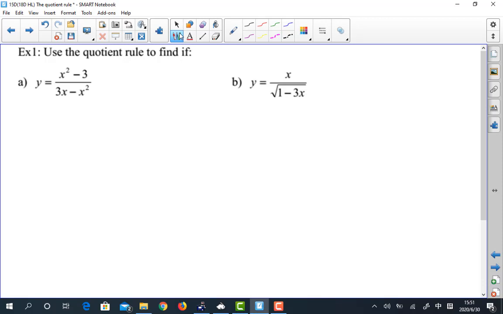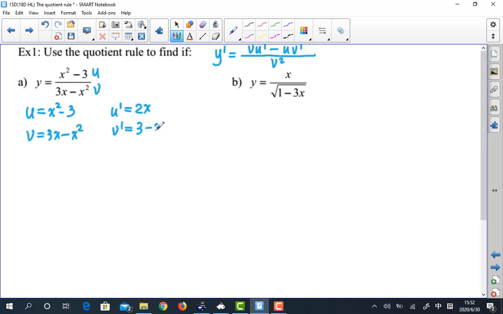Let's review the quotient rule again. So y prime equals low times differentiation of high, low d high minus high d low divided by v squared to go. The v is always the low. Low means the denominator, high means the numerator. So this is u, this is v. So u is x squared minus 3. V is 3x minus x squared. Find u prime. It's 2x. Find v prime. It's 3 minus 2x.